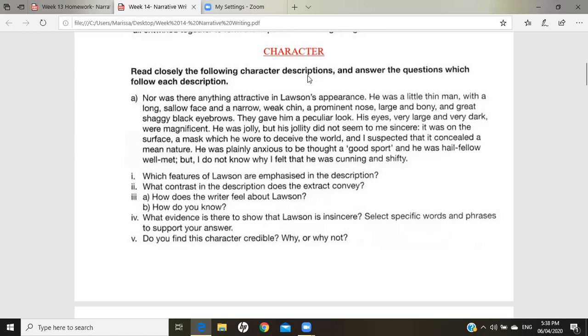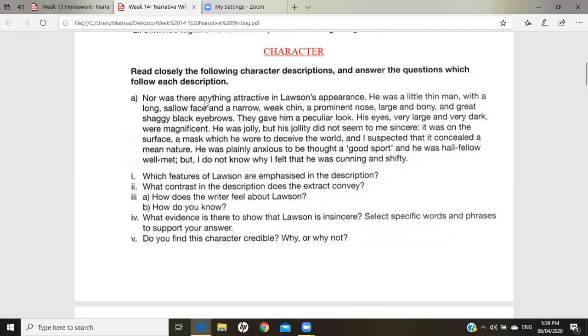So let's look at this. Let's look at the questions first, because I told you all that we should read the questions first to get a hint as to what the paragraph is about. So the first one says, which features of Lawson are emphasized in the description? So we know that it's a man we're going to be exploring here, Lawson. The next one, what contrast in the description does the extract convey? So we know that contrast has to do with opposites. How does the writer feel about Lawson, and how do you know? What evidence is there to show that Lawson is insincere? Select specific words and phrases to support your answer. And do you find this character credible? Why or why not?